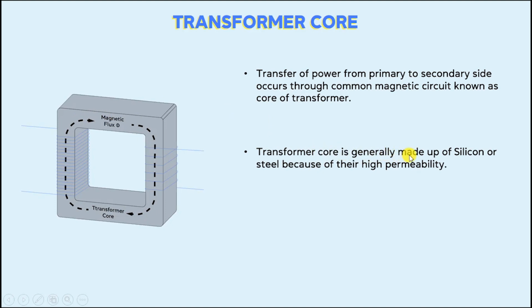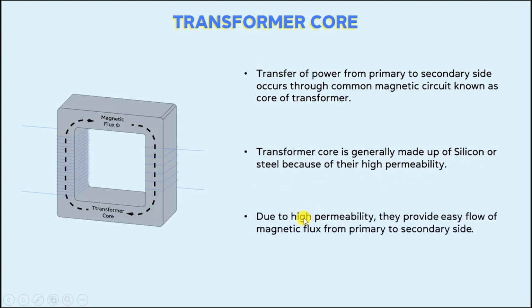Transformer core is generally made up of silicon or steel because of their high permeability. And due to high permeability, these materials provide easy flow of magnetic flux from primary to secondary side. So silicon and steel has a high permeability and they provide an easy flow of magnetic flux. So these materials are preferred for the transformer core.